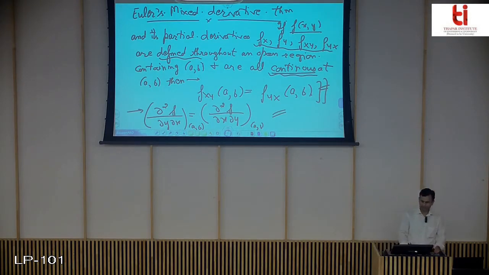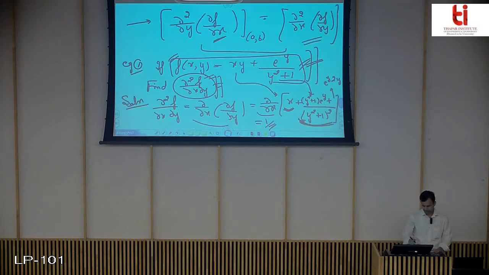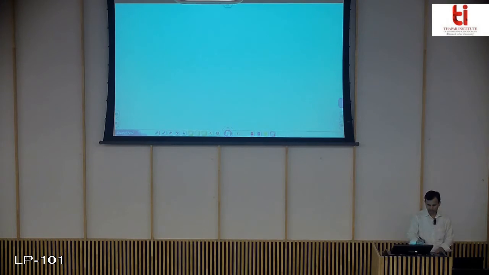In Euler's mixed derivative theorem, if the partial derivatives of the function are defined and continuous at the given point (a, b), then we can differentiate the given function in any order. That was Euler's mixed derivative theorem. While writing this, I made a mistake. It should be like this. So I'm correcting it now. This is what Euler's mixed derivative theorem was saying. And then we did your chain rule.